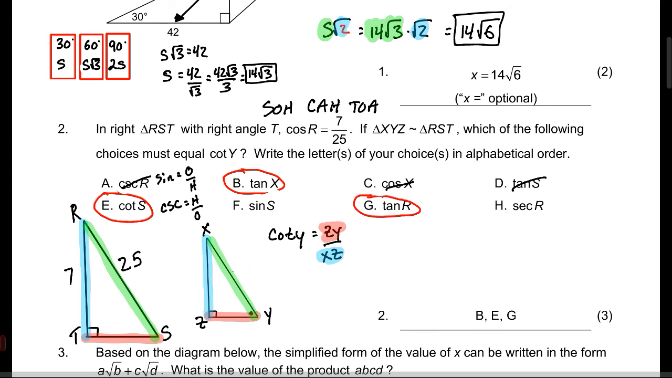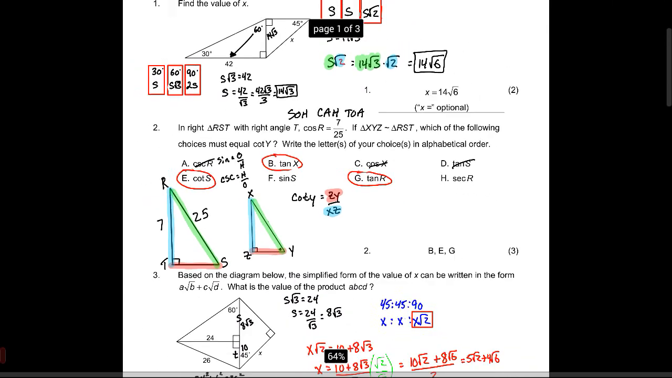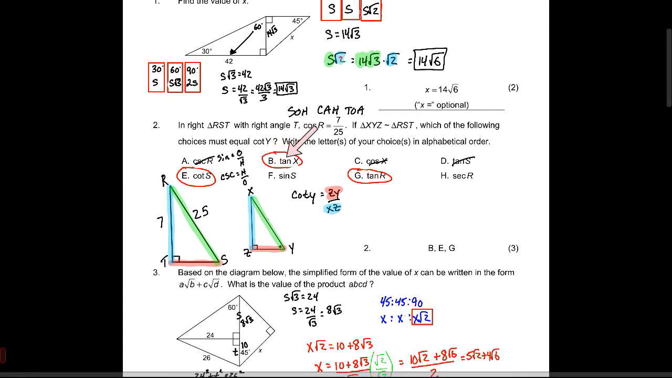No. That's no good. How about tangent of R? Tangent of R. Well, tangent is opposite over adjacent. So opposite is right here. Adjacent is right here. So that's what we want. Short leg to long leg. Alright, you can do it for the other ones to see which ones do and do not work. But that is a general idea. So then these three answers here would be correct.